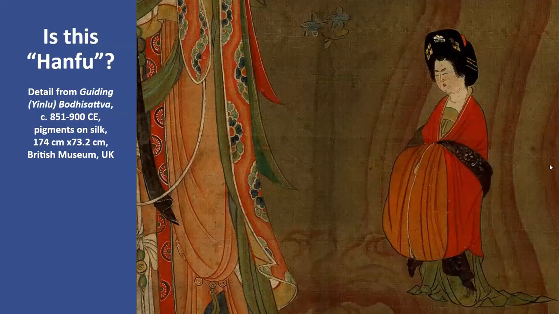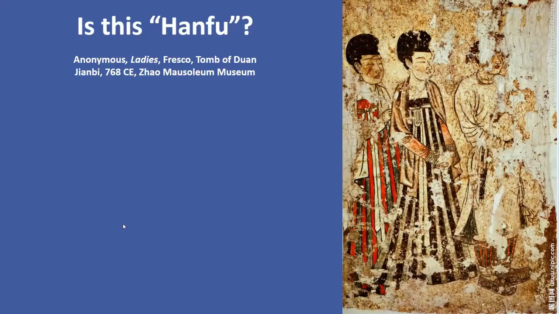And go, is this Hanfu? We've got big white sleeves. Are things wrapping towards the right? We don't know, can't tell. Are there any fastenings other than ties? We don't know, we can't see any. Are there big white sleeves? No, this is all very narrow sleeves.